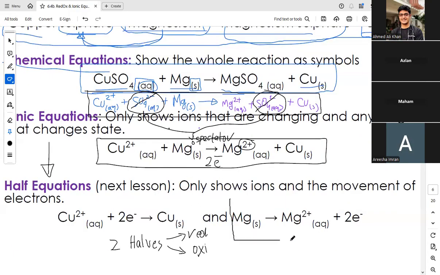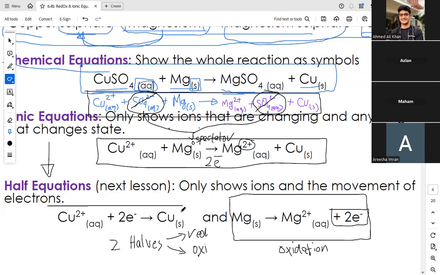So magnesium goes from Mg to Mg2 plus, and it also releases two electrons. That is the oxidation half of our ionic equation. Okay, ionic half equation, right? And similarly, copper, on the other hand, gains those two electrons, and now it's oxidized. Sorry, now it's reduced. So yeah, this is the reduction half, right?